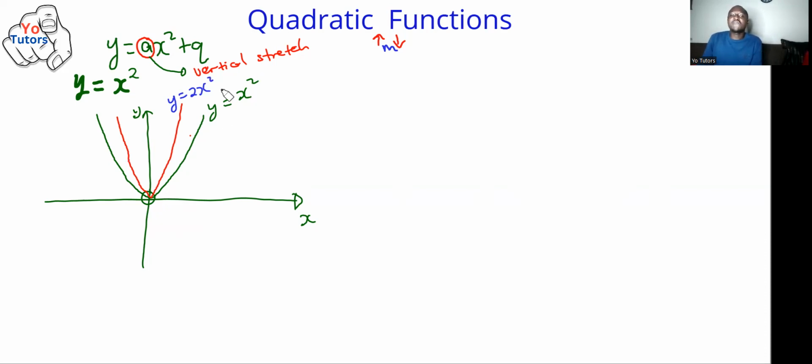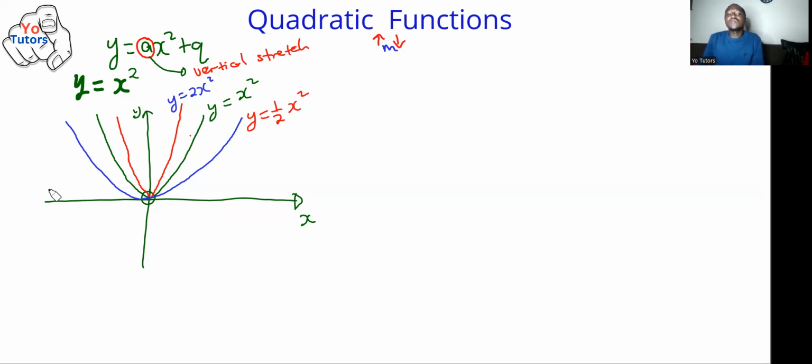What about if it's a fraction? Let's widen it. So in this case, this can be y equals half of x squared. What is happening there is that it widens. So when it's a fraction, it widens the graph. When it's above 1, it actually shrinks your graph or stretches it up, and it will be close to the y-axis. That's what we're talking about here.